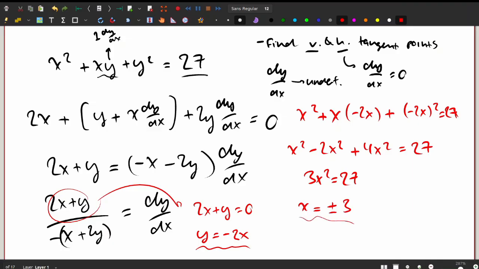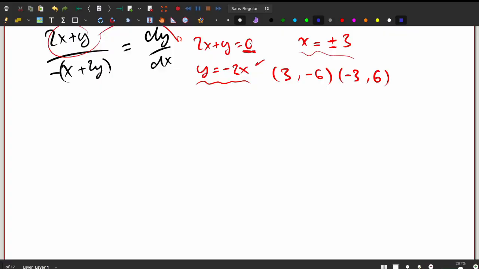The first solution, where our slope is 0, is that x is equal to positive 3 and therefore y is equal to negative 6. Our second solution is that x is equal to negative 3 and therefore our y is equal to positive 6. Now we have to find where our derivative is undefined, and let's clear up more space for that. So you can still see the derivative.